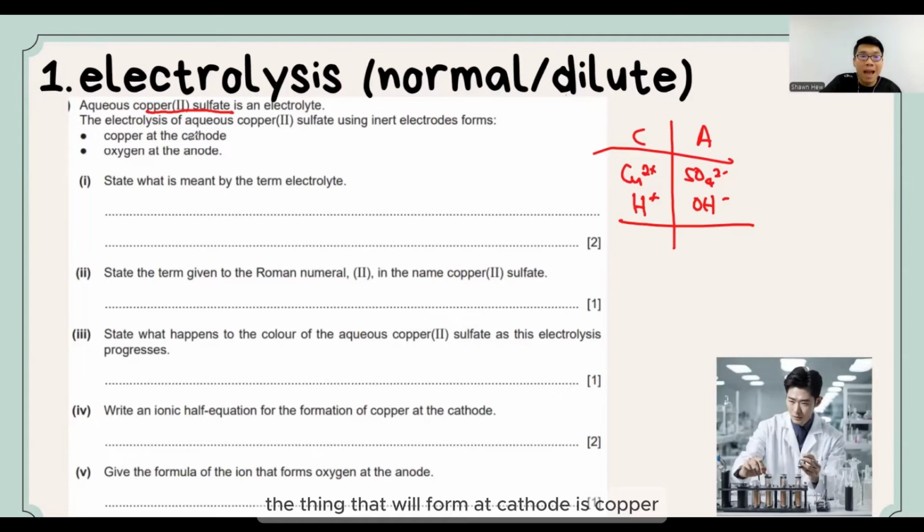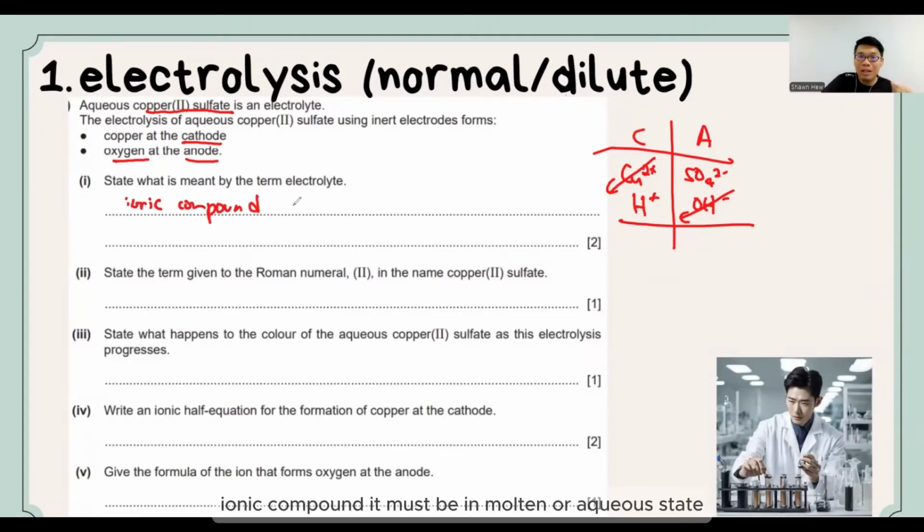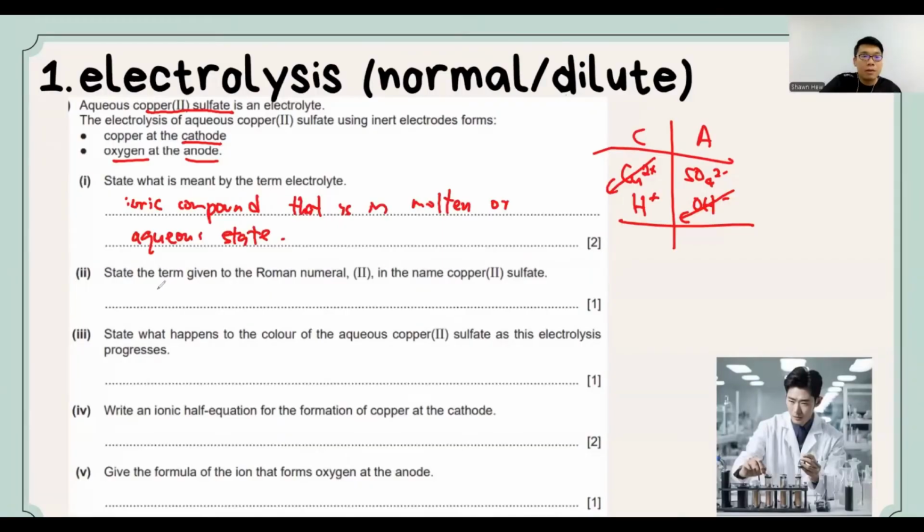The thing that will form at cathode is copper and anode is oxygen. So they ask you to state the meaning of electrolyte. Ionic compound. It must be in molten or aqueous state. Take the term given to Roman numeral 2 in the name copper(II) oxide. This is the oxidation number.